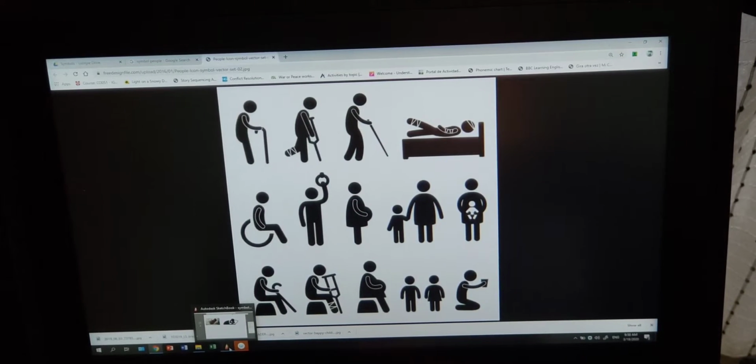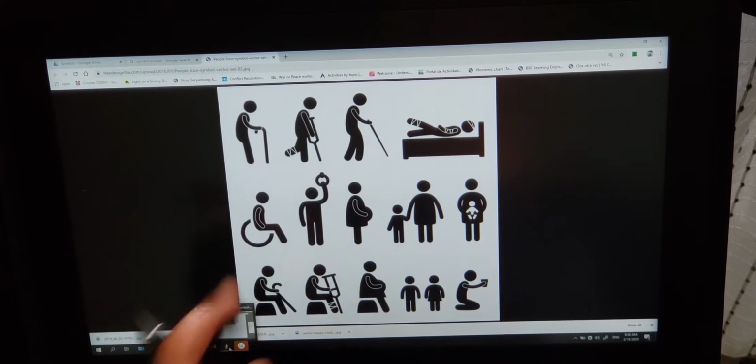Today we're going to learn about something that is really cool and really important for people. It's called symbols. Hi guys, today we're going to learn what is a symbol. Basically, a symbol is a simple representation of reality.